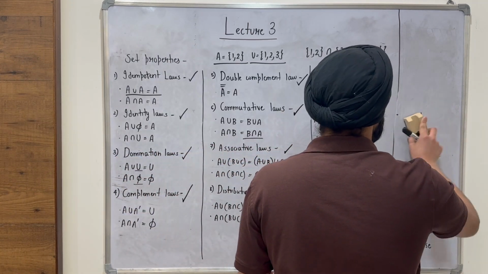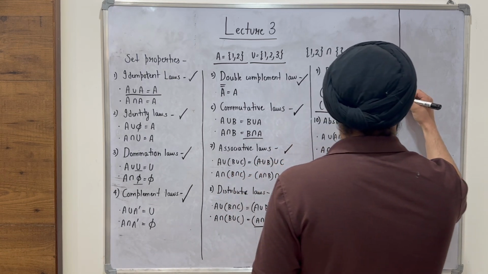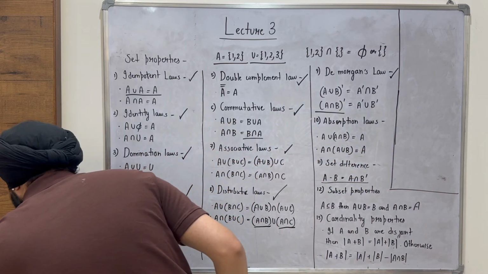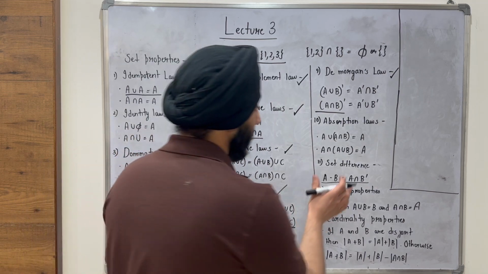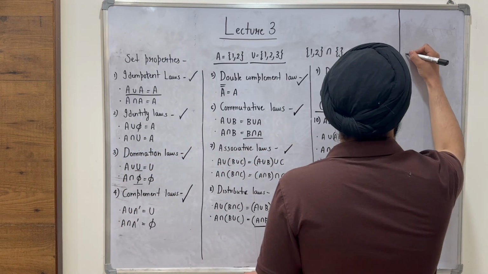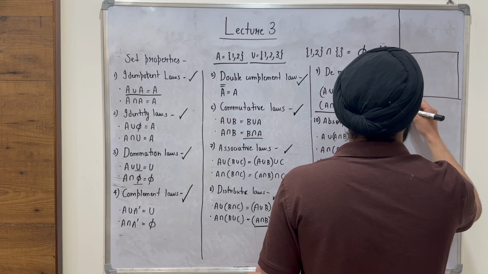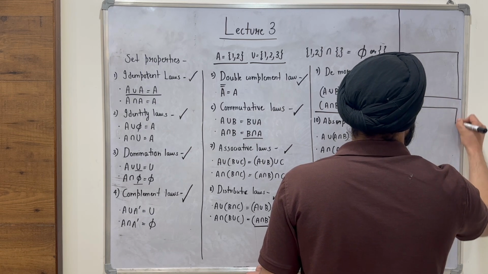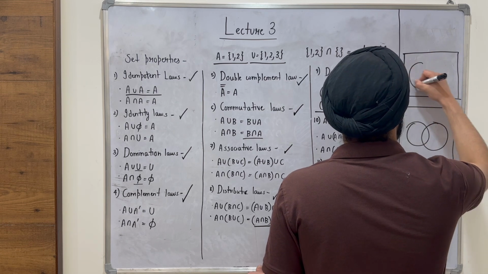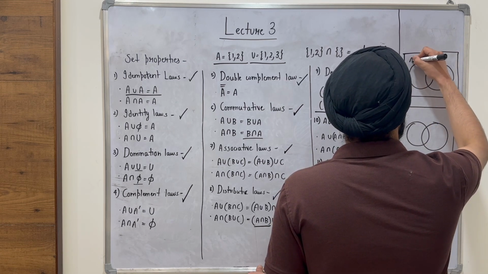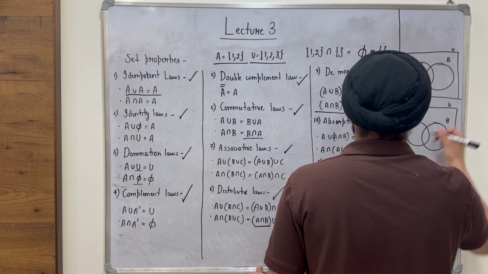Now, let's try to understand the absorption laws. Absorption basically means A is absorbing the other set in this case. Let's try to understand it with a Venn diagram. Let's say I have these two sets over here, A and B, in the universal set.